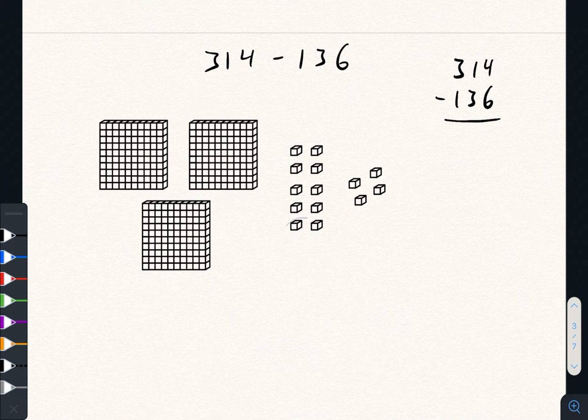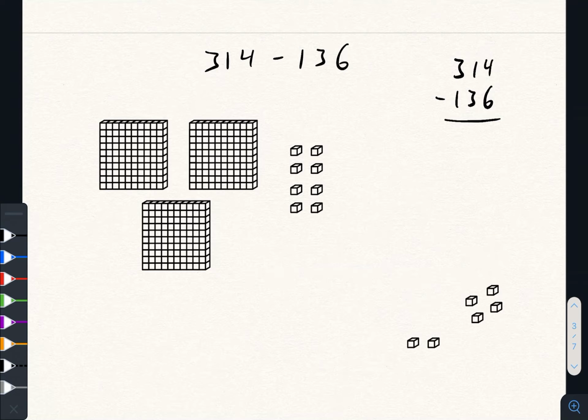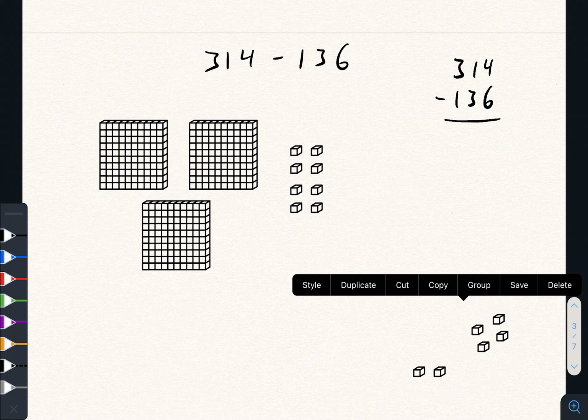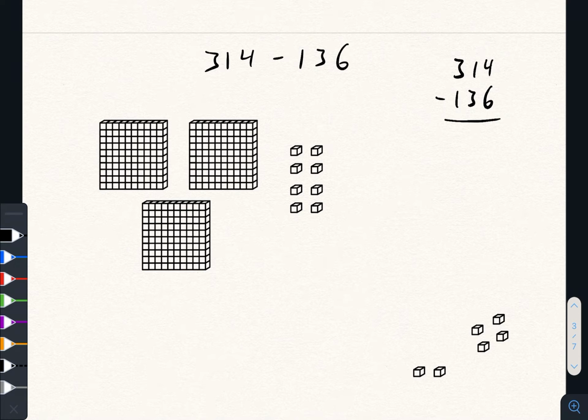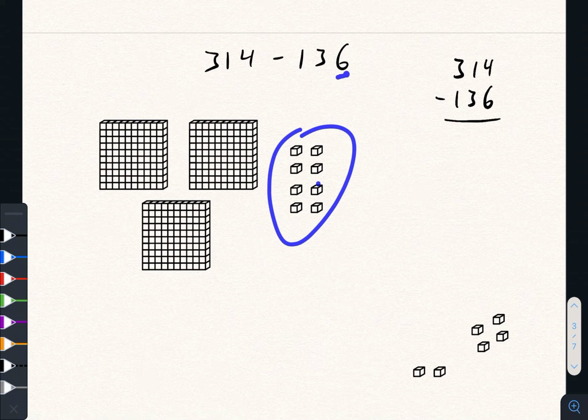And now I have enough to take away 6. So here's the 6 that I'm taking away. I'll just put that off to the side. And so now I have these 8. So I took away 6.